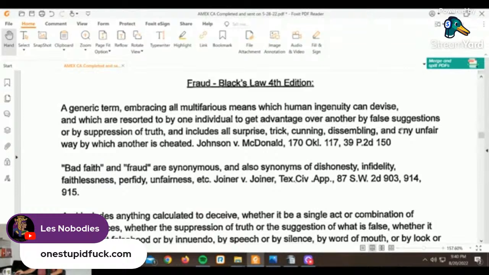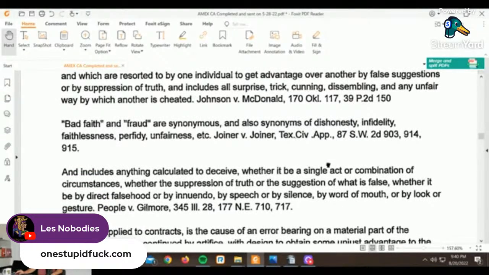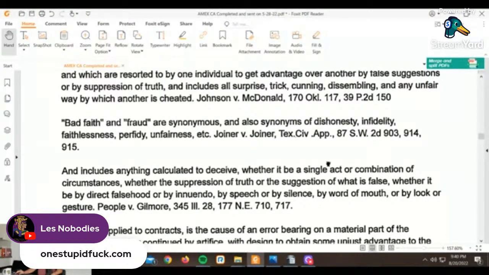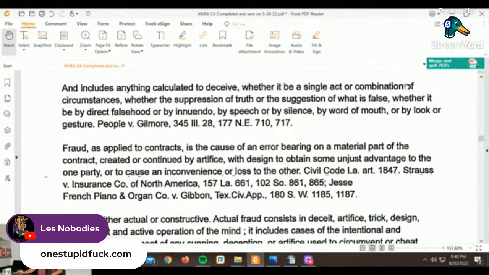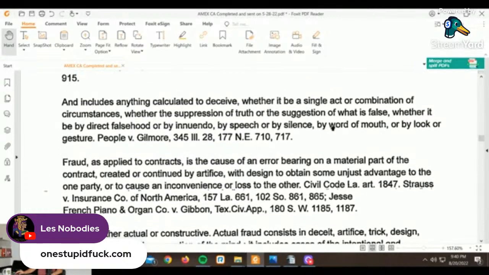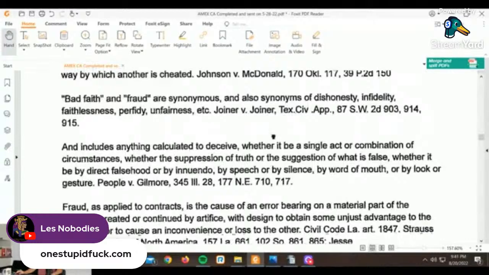Fraud, here is the definition of fraud. A generic term embracing all multifarious means which human ingenuity can devise and which are resorted to by one individual to get advantage over another by false suggestions or by suppression of truth, and includes all surprise, trick, cunning, dissembling, and any unfair way by which another is cheated. Okay. Bad faith and fraud are synonymous, and also synonyms of dishonesty, infidelity, faithlessness, perfidy, unfairness, etc. Right? Anything calculated to deceive, whether it be a single act or a combination of circumstances, whether the suppression of truth or the suggestion of what is false, whether it be actual or constructive. They know what they're doing. They know exactly what they're doing.